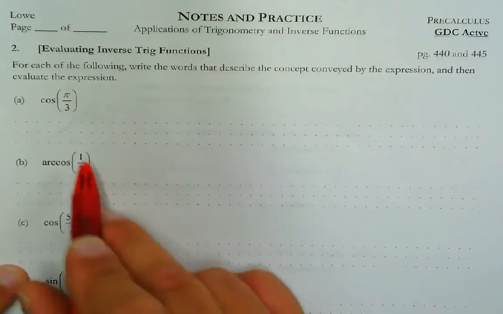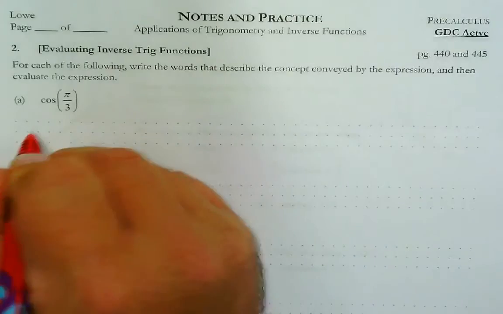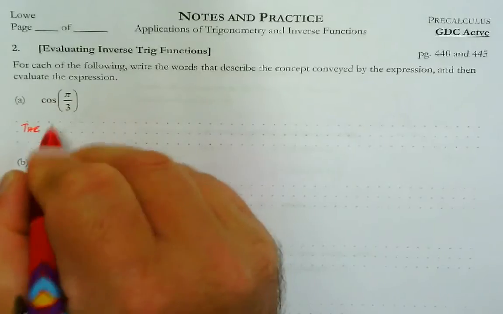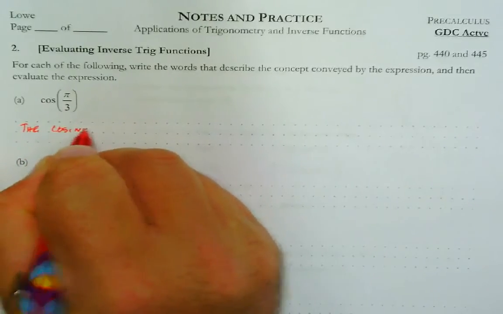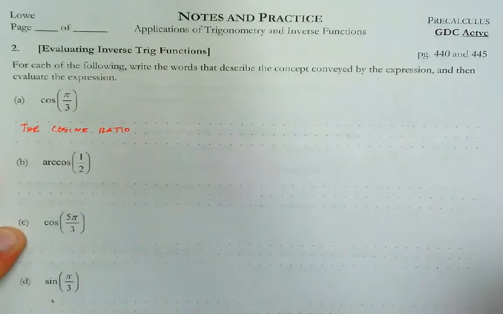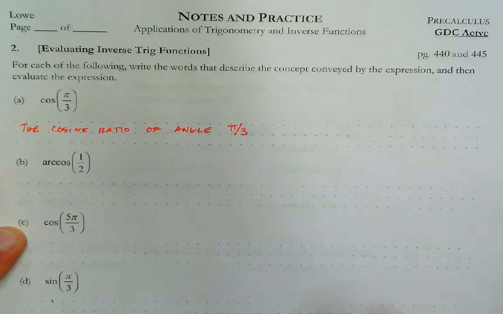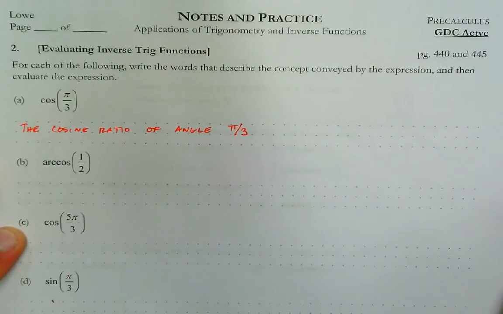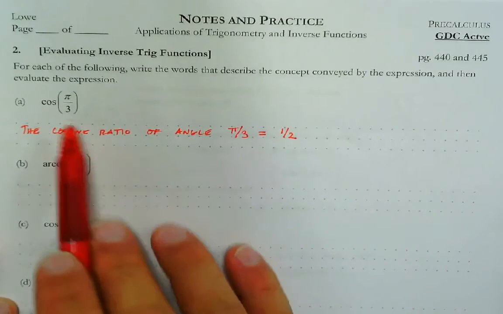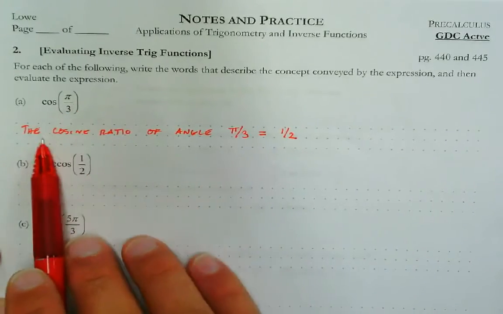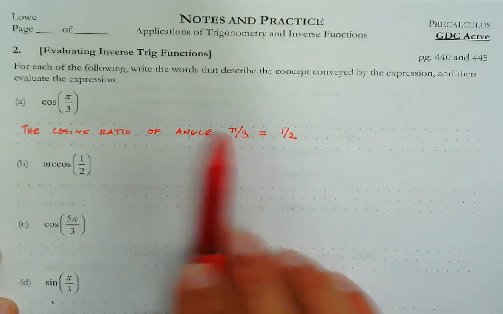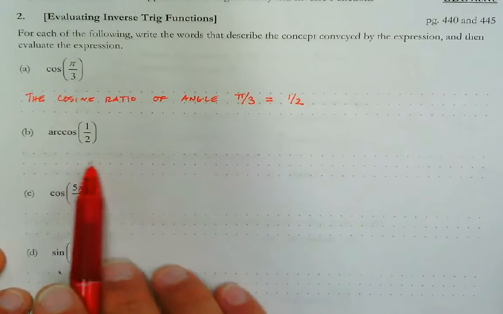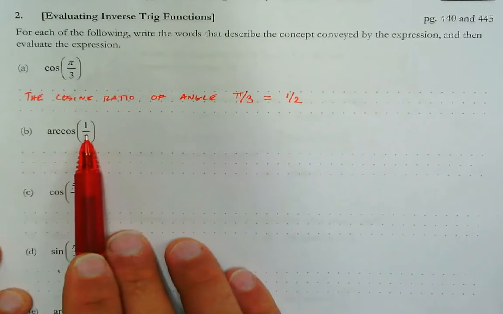Okay, so cosine of pi over 3. Right? What is that really stating? What this is really stating is, hey, the cosine ratio of pi over 3 is 1/2. This expression is basically telling us, hey, we've got to figure out the cosine ratio of an angle. What's the angle? Pi over 3. And what is that ratio? 1/2. Okay.